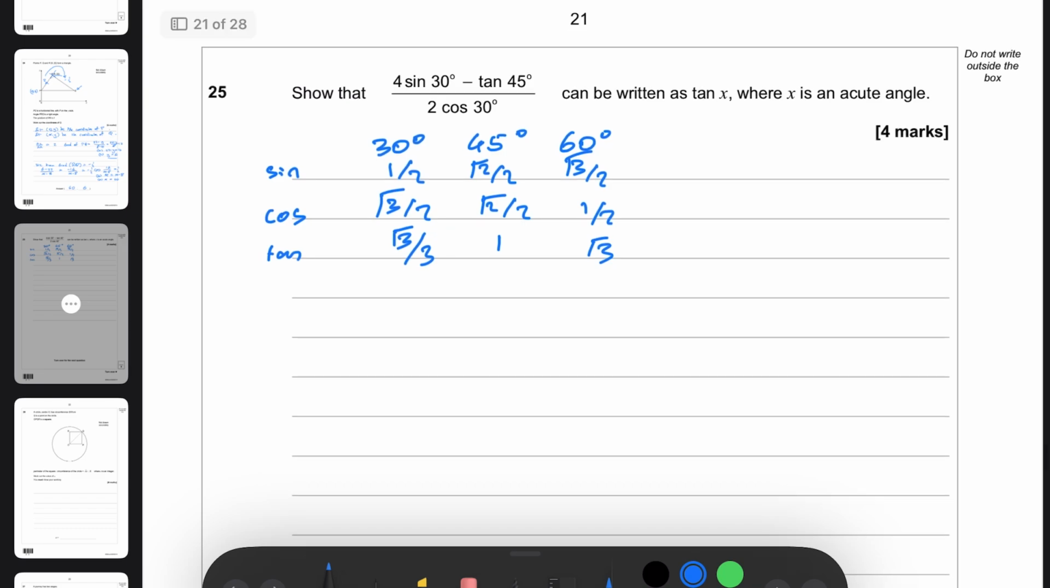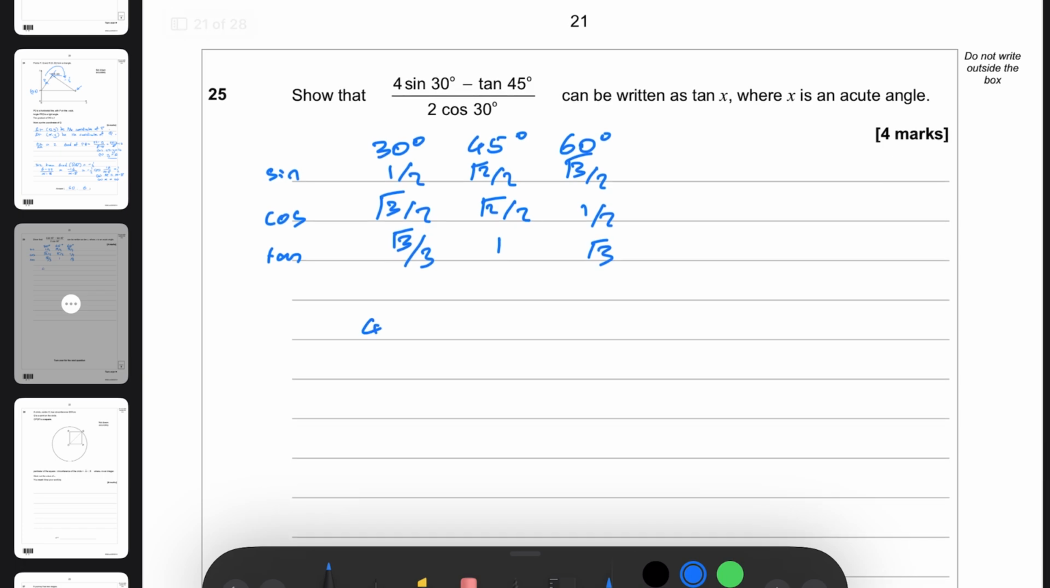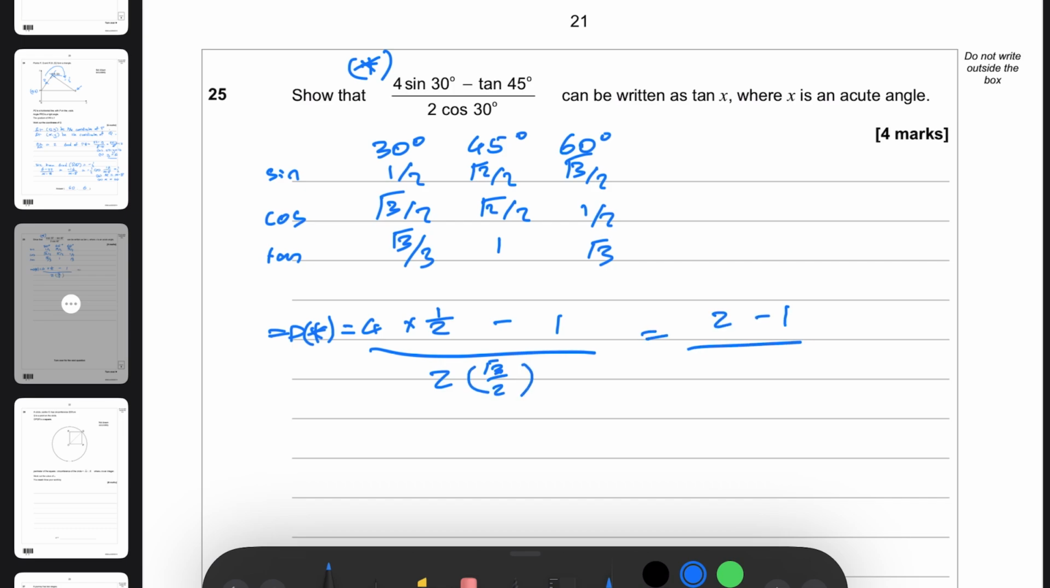Right, so 4 sine 30. Let's call this formula star, which implies star is equal to 4 times a half minus tan 45, which is 1, divided by 2 cos 30. So cos 30 is root 3 over 2, which is equal to 2 minus 1 over root 3.